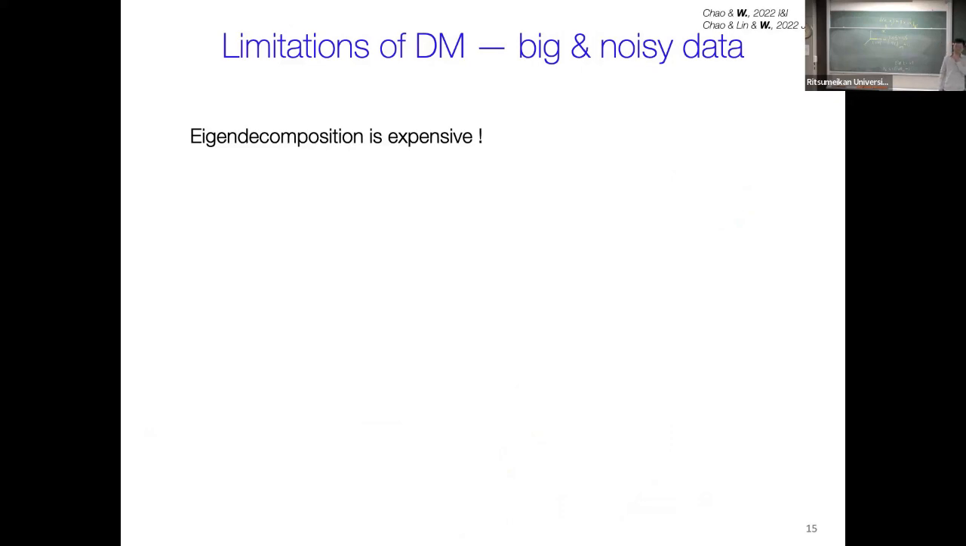Although this diffusion map looks good, it has several practical limitations, in particular when the data set is big and noisy. First, the question about big. We have to do eigen decomposition, but you know that eigen decomposition is very expensive. The computational complexity is always like cubic. It is n raised to power log 7, which is about n raised to power 2.81, which in practice is not practical at all. So people have several ideas.